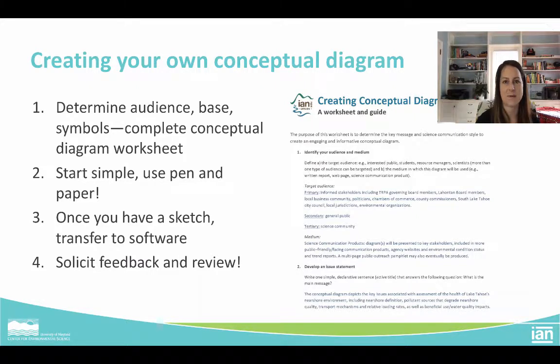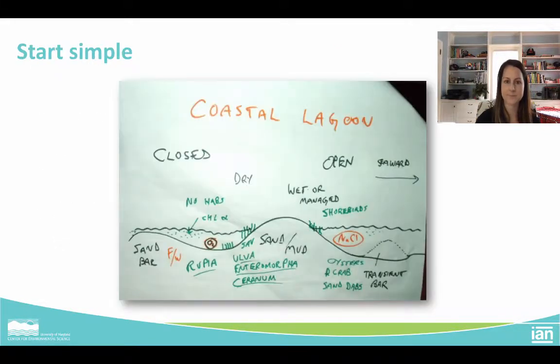Start with pen and paper. It's much easier to start with color pencils and paper than starting with this software. And then solicit feedback and review. That's one of the most important parts of creating a conceptual diagram, making sure that you're getting that input from stakeholders and peers about what you are showing.